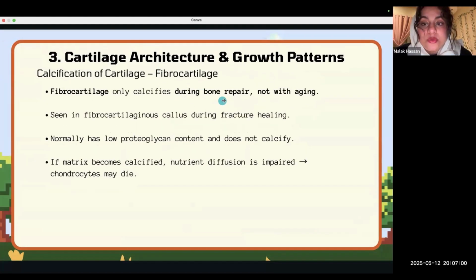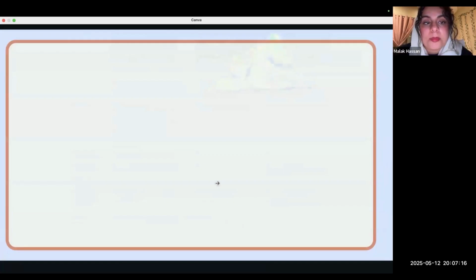Fibrocartilage only calcifies during bone repair and not with aging, and it's seen during fracture healing. And usually it has a low proteoglycan content and doesn't calcify. And if a matrix becomes calcified, then nutrient diffusion is impaired and the chondrocytes will basically die.